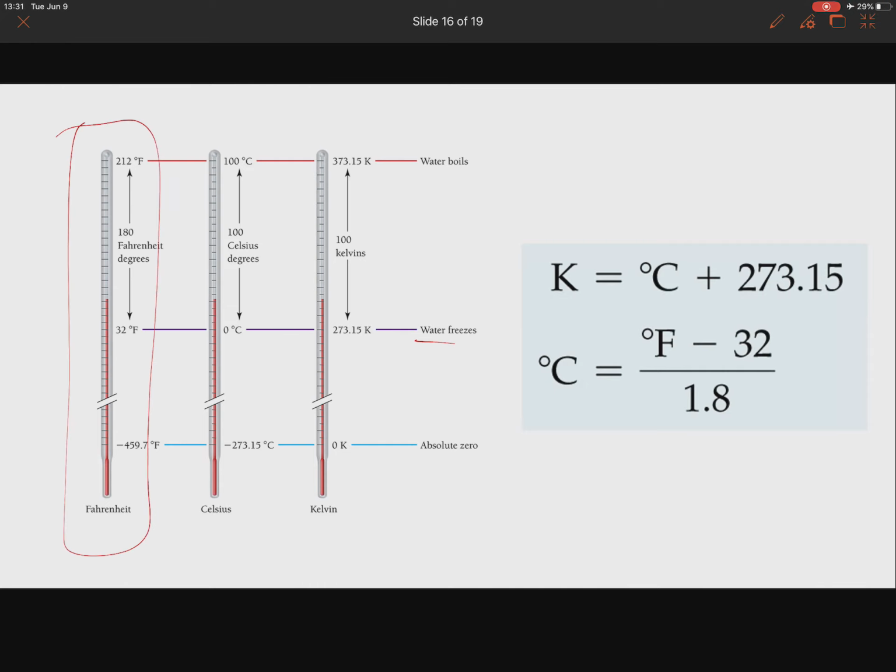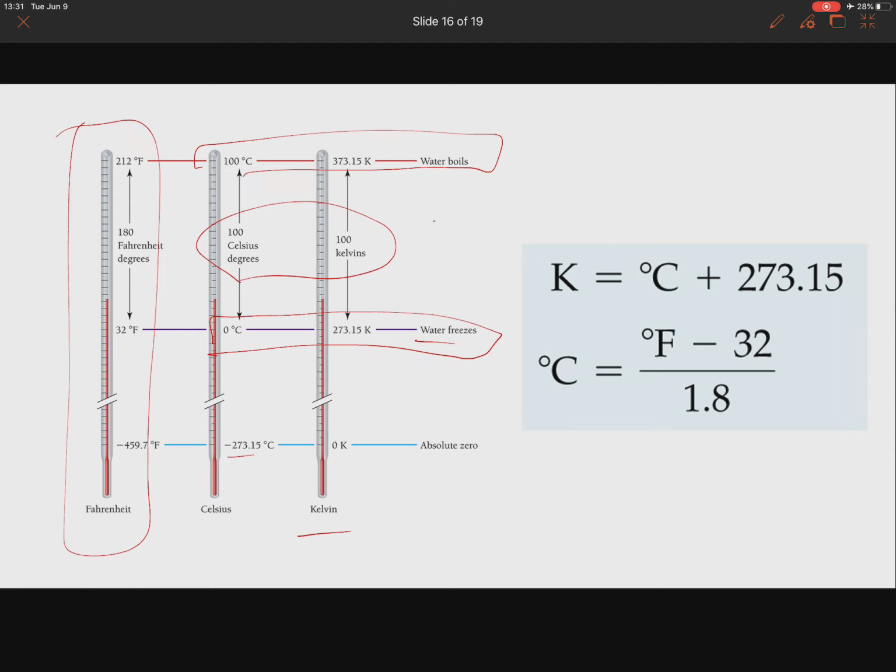One, Kelvin's the best because it has a 0, right? We don't have to deal with negative numbers. Kelvin's the best. Second, Kelvin and Celsius both have the same size degrees. So from water boiling to water freezing, there's exactly a difference of 100 degrees. So it doesn't really matter what the number is.